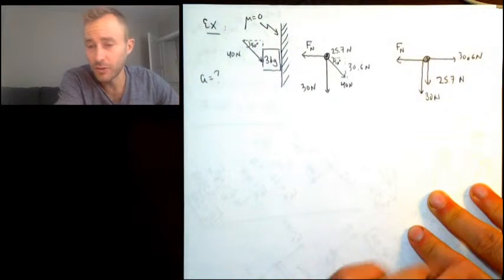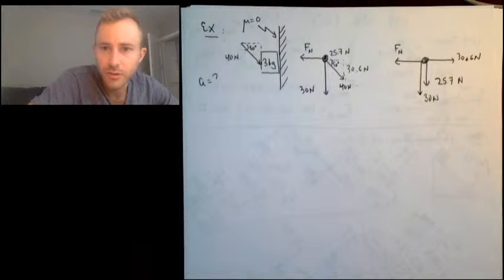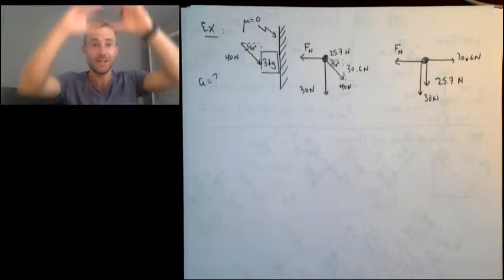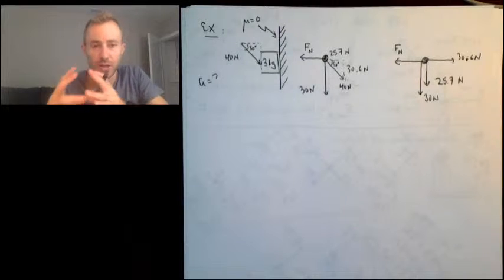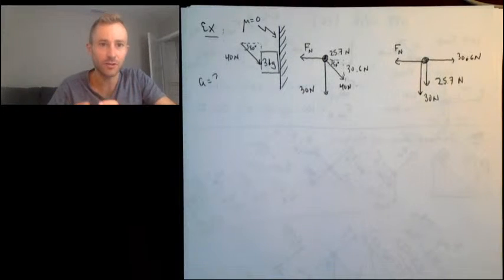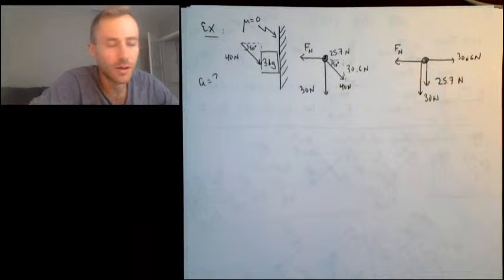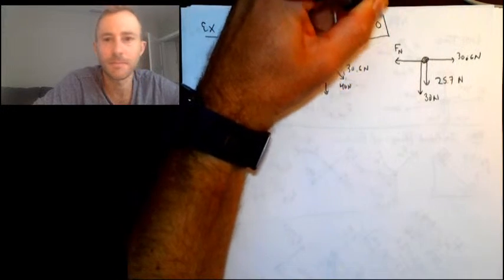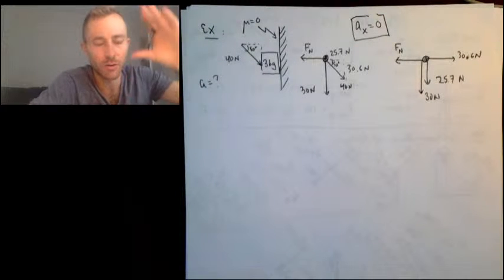So yeah, the idea behind this problem is that because it's on a wall, it's pinned to the wall, so it's not going to move left or right, but it is going to move up and down. So the y acceleration is not 0 in this problem, and the x acceleration is 0. All right? So in this problem, a sub x is equal to 0, because the block is moving vertically along the wall.